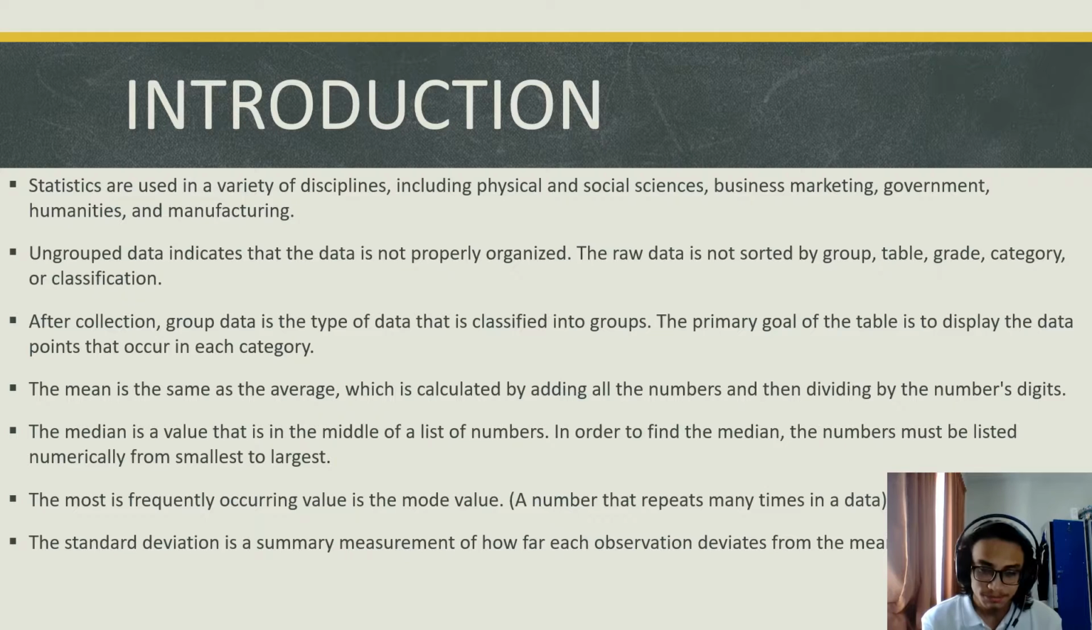The mode is the most frequently occurring value, which is a number that repeats many times in the data. Lastly is the standard deviation, which is a summary measurement of how far each observation deviates from the mean.